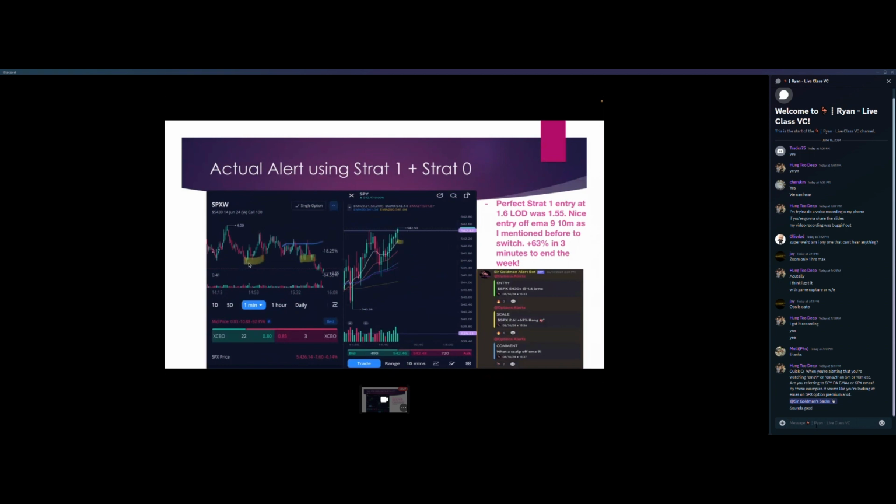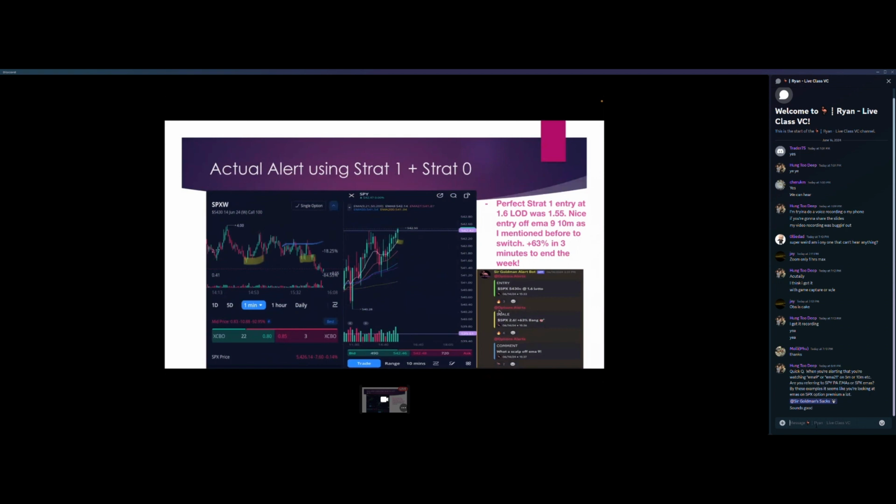The low is 1.55. This is 1.55. This is where we entered, 1.6. You can see it says 330. You can see here, this is 240. So this is around 330. Correlates with this area. Not this area. This area. We entered right here. And we got 63% in 3 minutes.